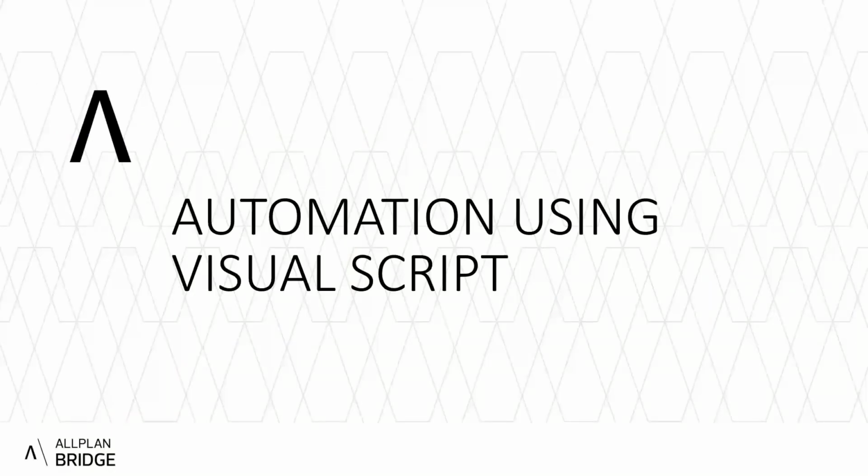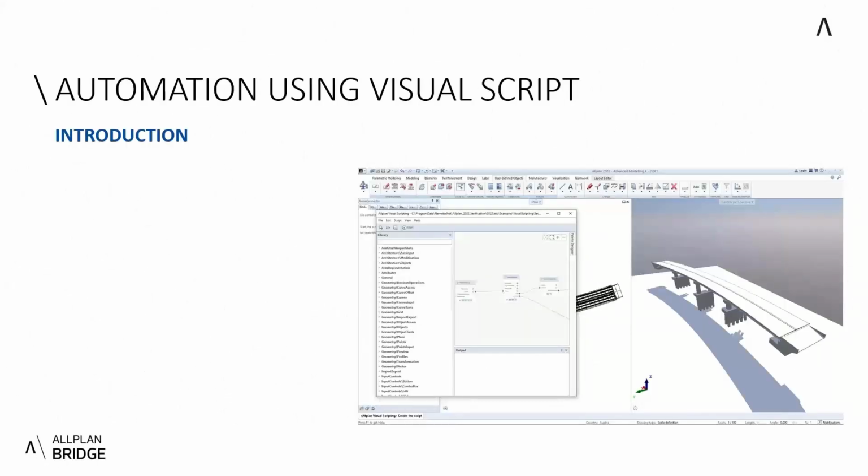Besides using the visual script for creating reinforcement, we can also use a visual script to automate some tasks. Before I show you that, just to give you a little introduction to the visual script: like I tried to explain before, visual programming is a way of programming, but instead of using lines of code, you have graphical nodes that you can use to do some tasks.